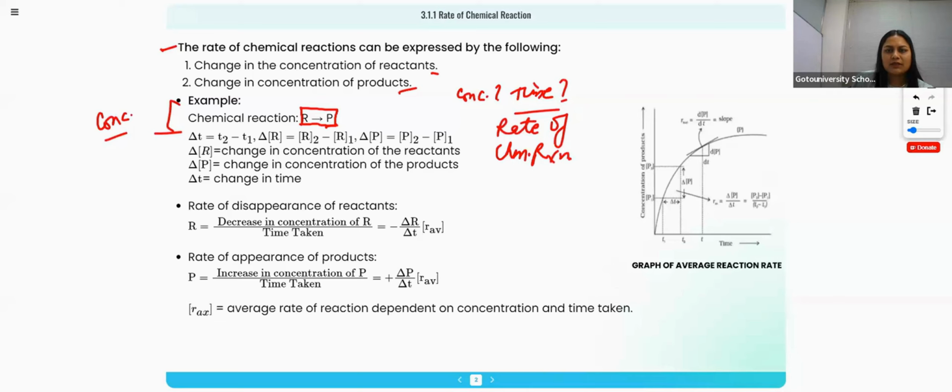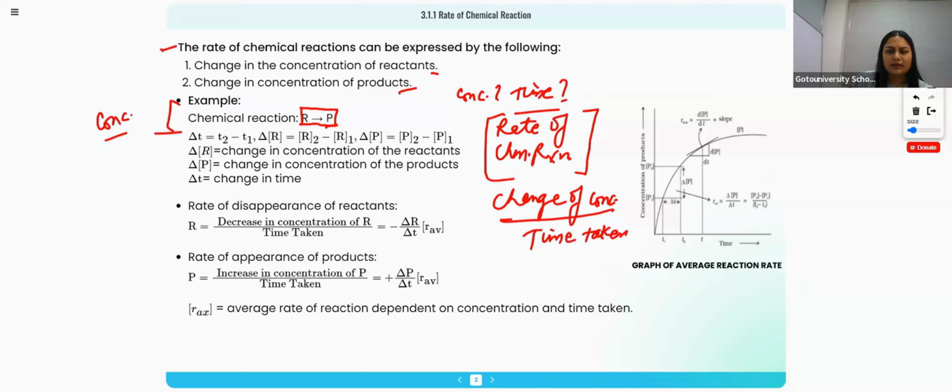Okay, so basically what is the rate of a chemical reaction? It is the change of concentration divided by the time taken by the reactants to form a product, or the time taken by the whole reaction. All right, so how do we calculate this rate of chemical reaction?